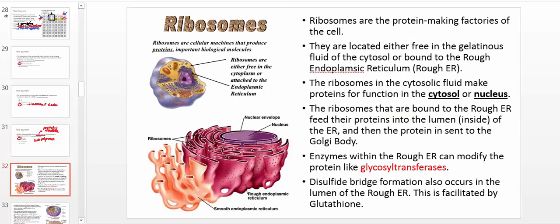In the next video, what we're going to do is we're going to look at the function of the rough ER and the Golgi apparatus. We're going to kind of condense those into one video because their functions are really complementary to one another. We have to put them all in one video to make it all make sense.